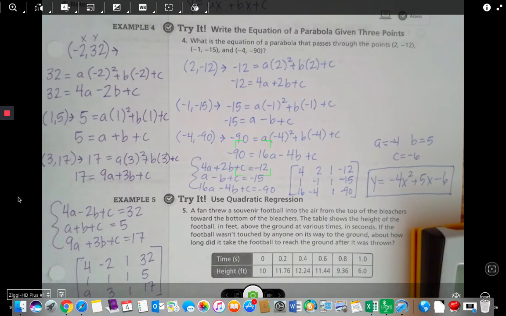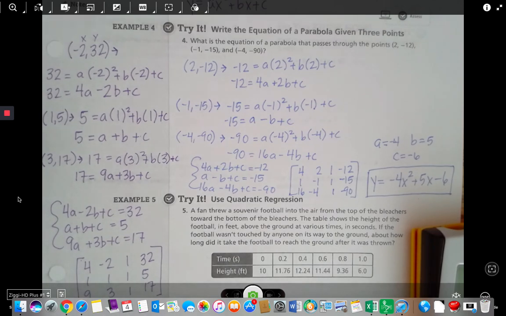Alright, so this says a fan threw a souvenir football into the air from the top of the bleachers towards the bottom of the bleachers. The table shows the height of the football in feet above the ground at various times in seconds. If the football wasn't touched by anyone on its way to the ground, how long did it take the football to reach the ground after it was thrown?